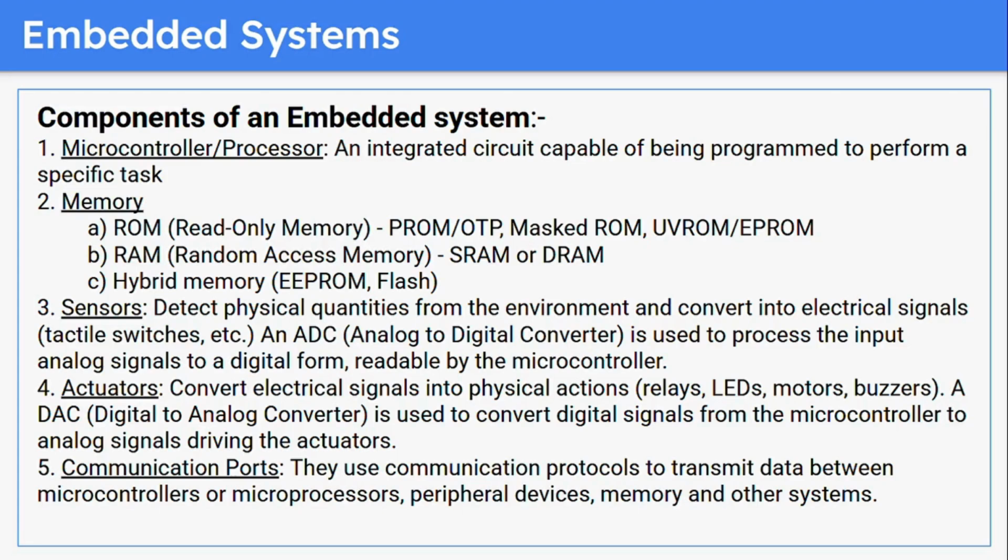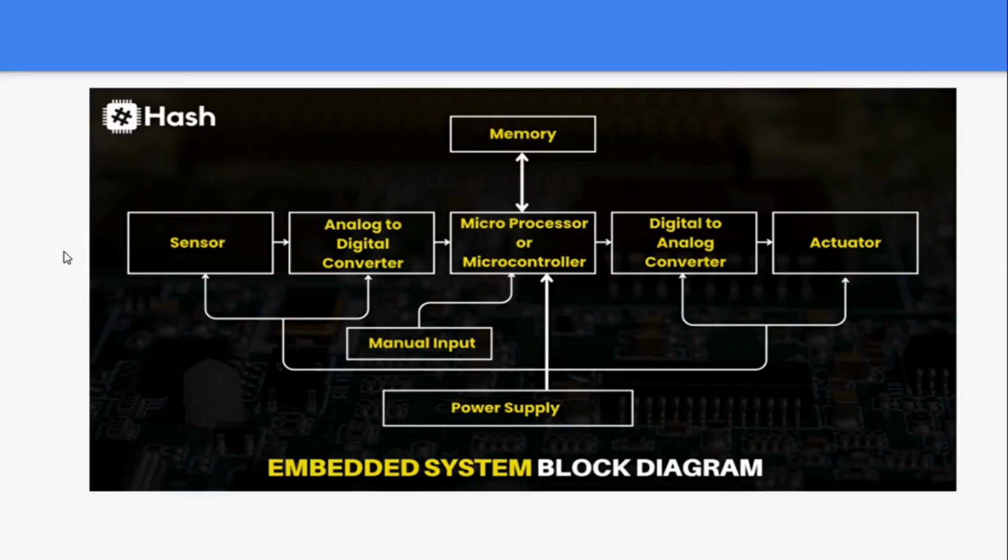The next component is sensors, which detect physical quantities from the environment and convert them into electrical signals. Since the signals generated by sensors are of analog type, they must be converted to digital by using an analog to digital converter. This digital signal is then fed to the microprocessor or microcontroller, which can then process it.